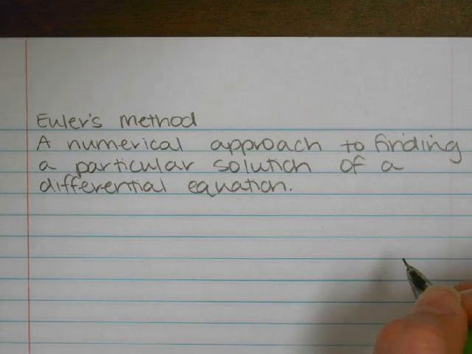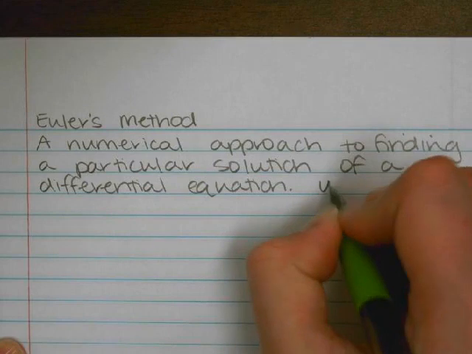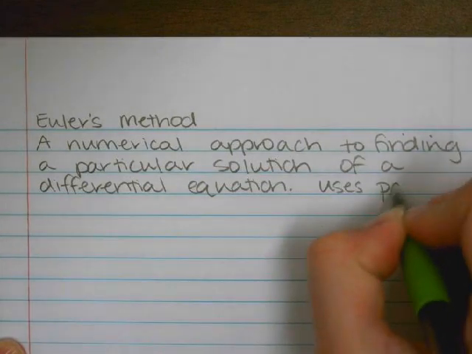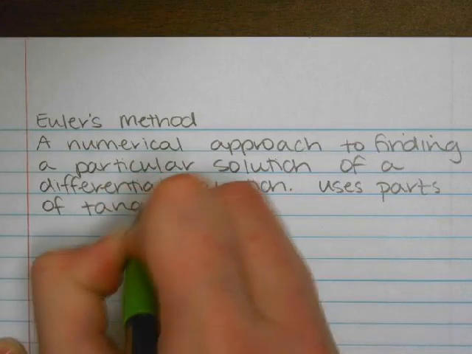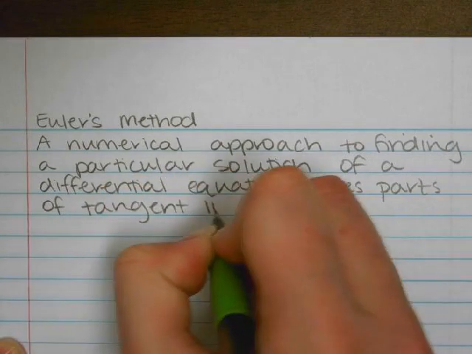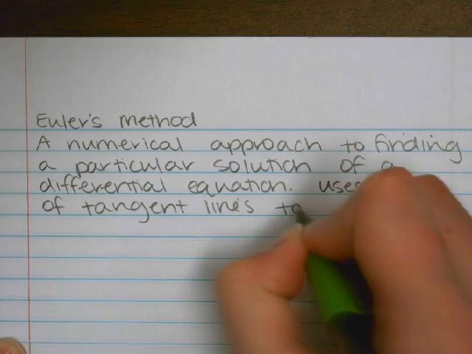So what Euler's method does is it's a numerical approach instead. We're going to plug some numbers into things, and it's a numerical approach not to finding the whole family of solutions, but to finding a specific solution for that differential equation. It uses parts of tangent lines to approximate the solution.